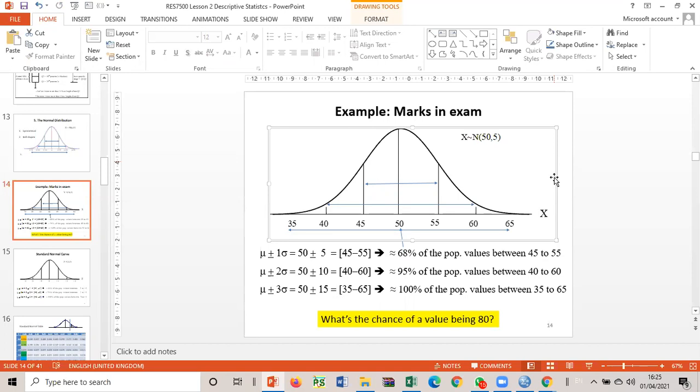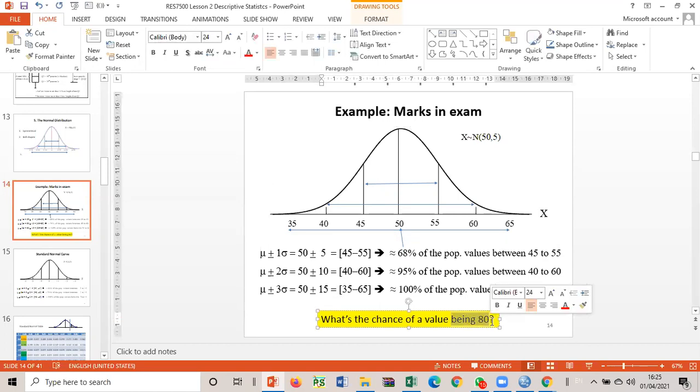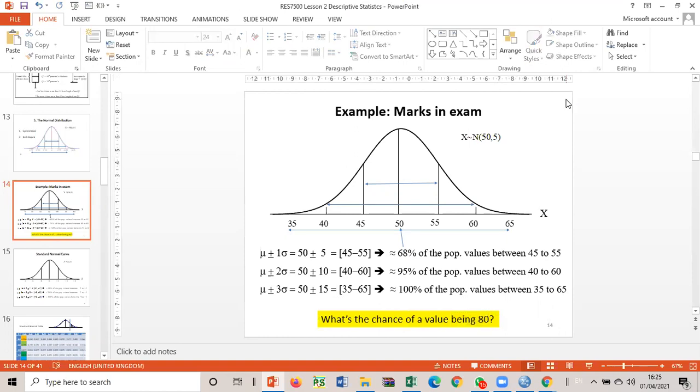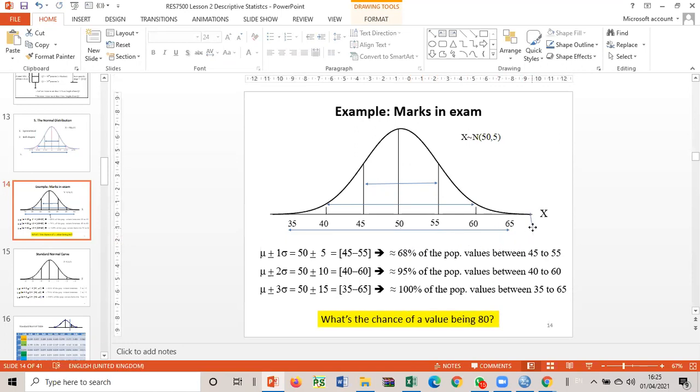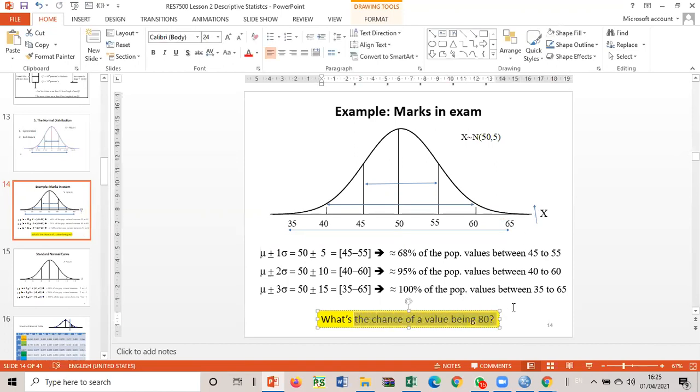To get A, you must get 80 and above. What are the chances of you getting A? No chance. Why? 80 is sitting somewhere here, right? Almost all of you will get 35 to 65. 80 is almost nil. So what are the chances of getting A? Your chances are almost nil.